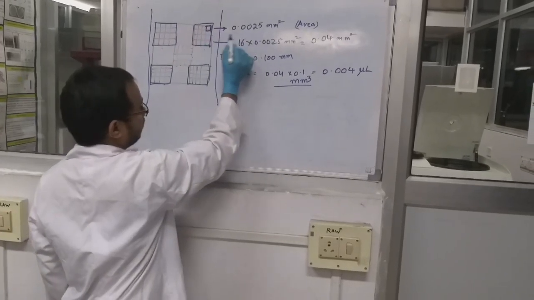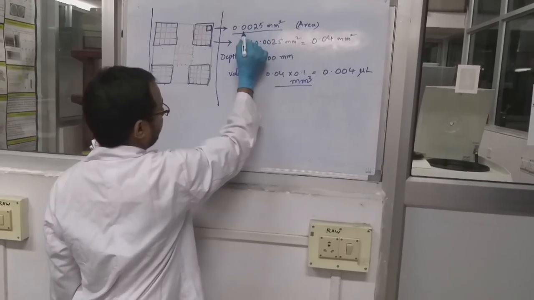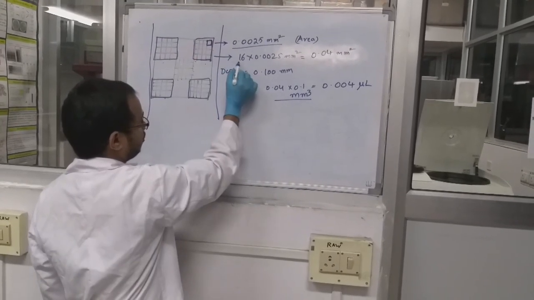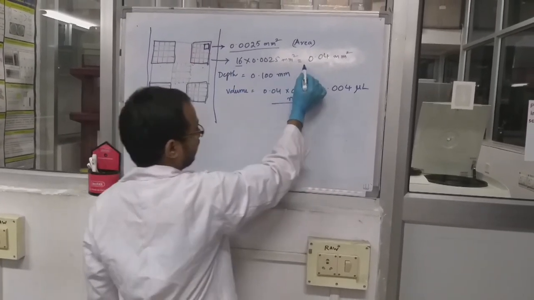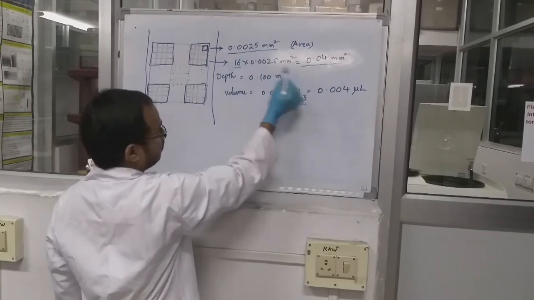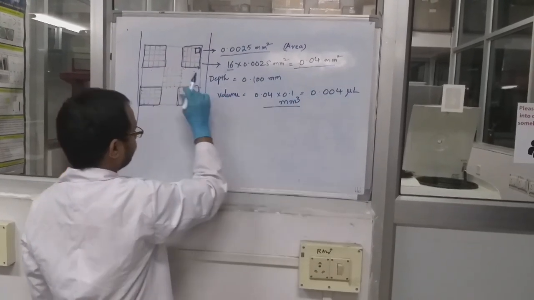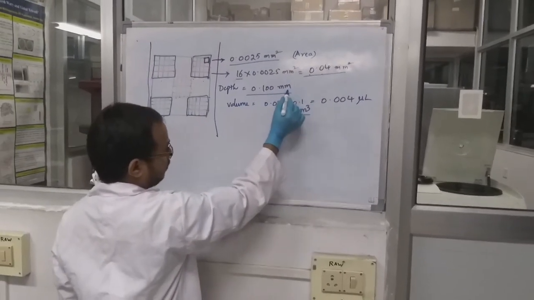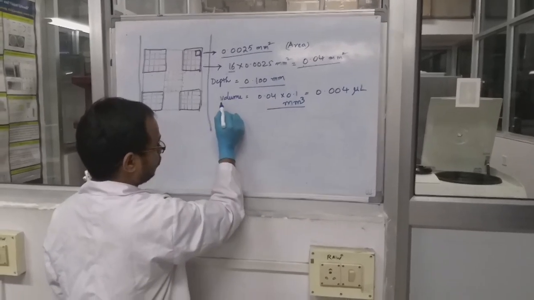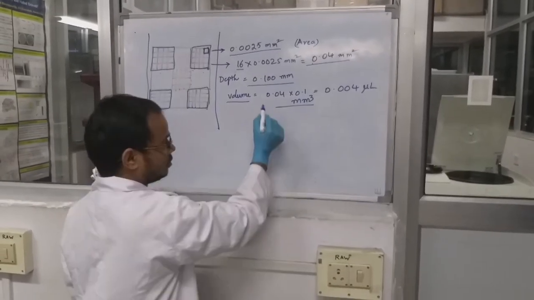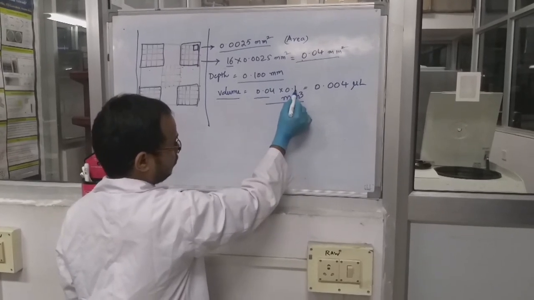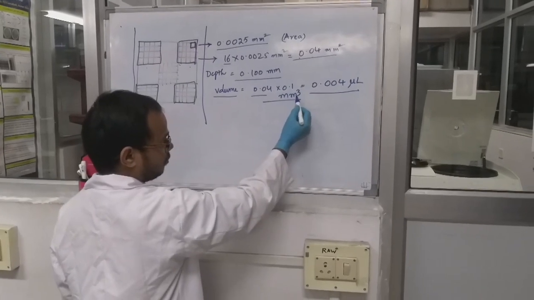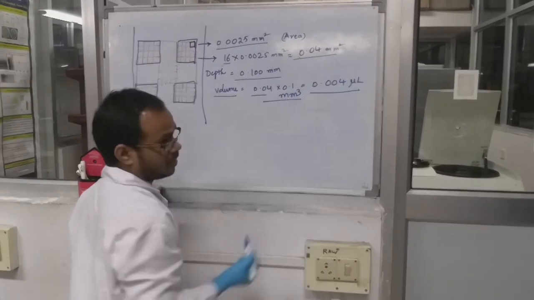Each small square has an area of 0.0025 millimeter square, and there are a total of 16 small squares. So the total area of this whole square is 0.04 millimeter square. The depth of each well is 0.1 millimeter. So what is the volume? 0.04 into 0.1, so that is a total of 0.004 millimeter cube or 0.004 microliter.